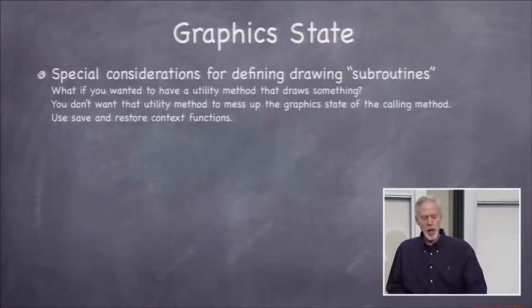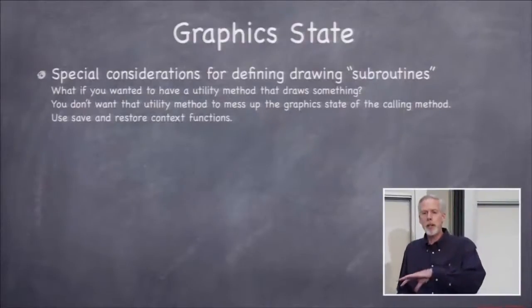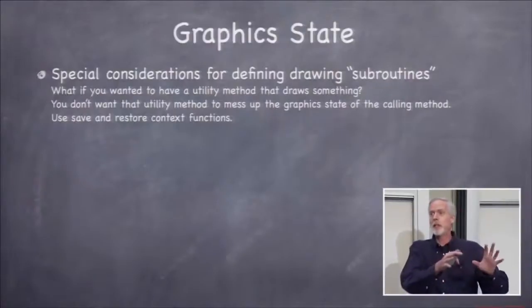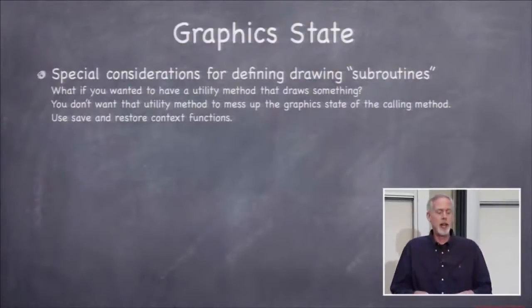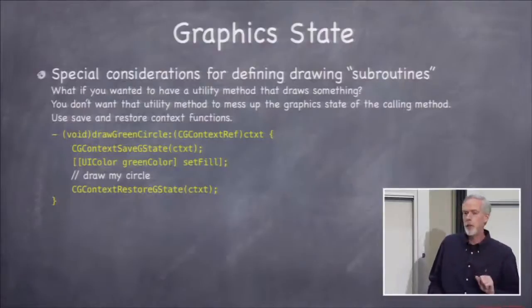I'm not going to go through this slide, but you can imagine that if you're setting up fill colors and clipping and all that stuff in a subroutine, when you come back from the subroutine, all those things might still be set, and that would be bad. So you want to be able to push and pop your state, basically save the current graphics context and then restore it, and that's what these functions do.